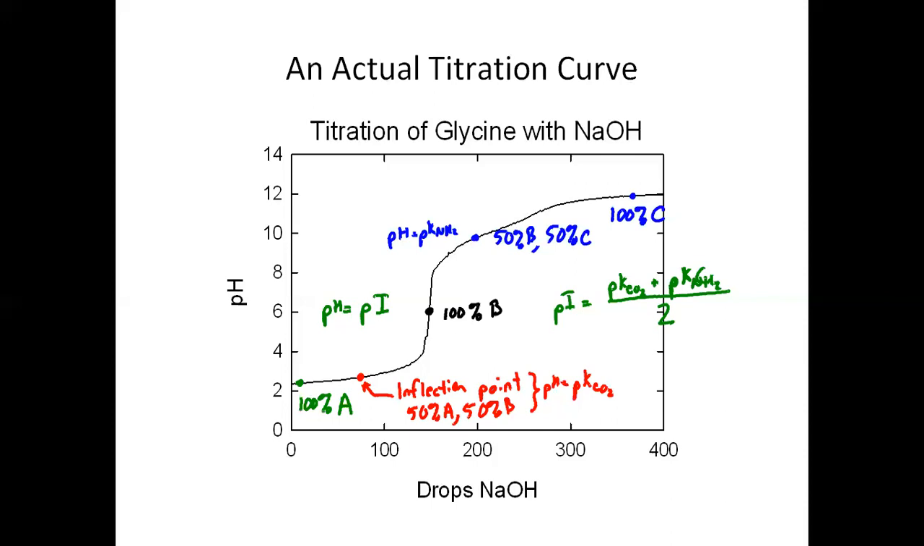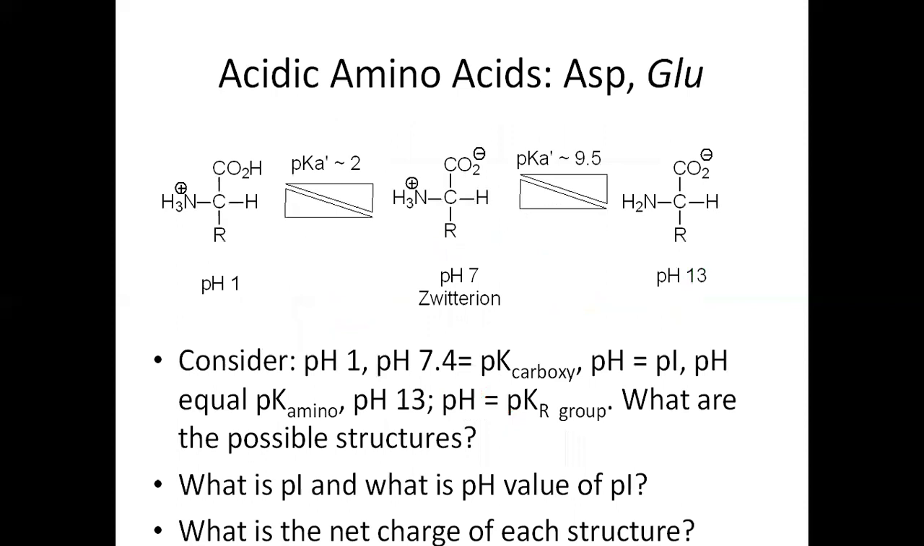All of the neutral amino acids, of which there are 15, can be determined in the same manner. There are 2 amino acids, aspartic acid and glutamic acid, that are acidic amino acids. If we ask the same questions as we did before, what are the possible structures? What we will come up with is as follows.